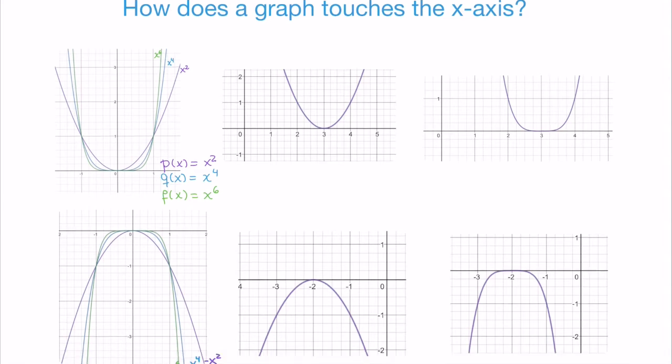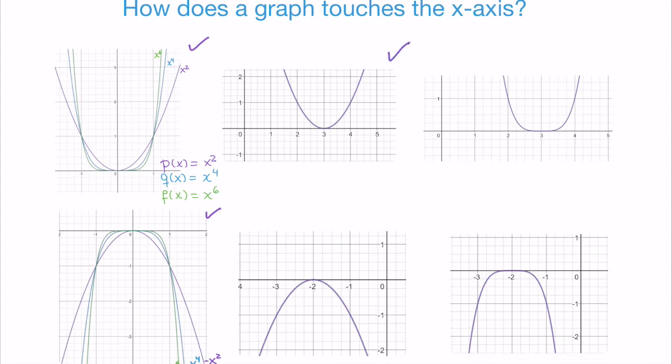So how does a graph touch the x-axis? Look at the two left graphs. In both graphs, the behavior near 0 looks like a parabola opening up or down. The bigger the power, the flatter it looks. From that, we can analyze the examples we have on the right.